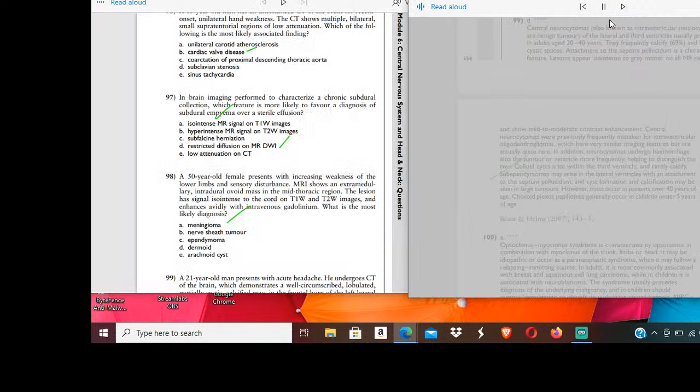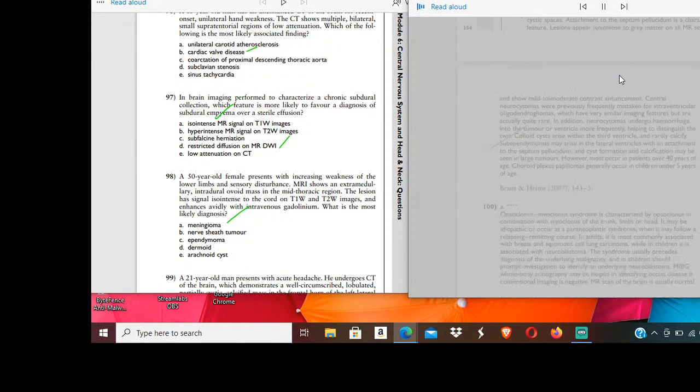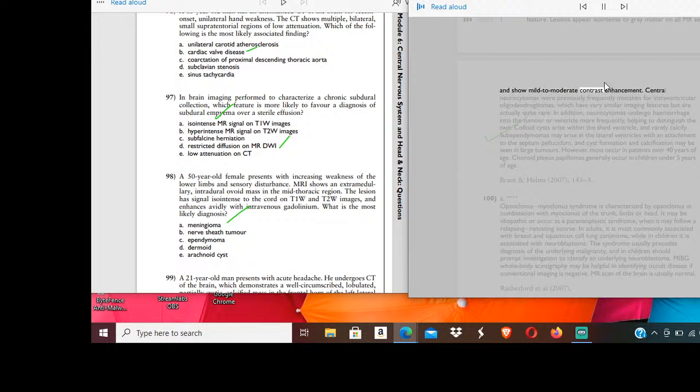99. D. Central neurocytomas, also known as intraventricular neurocytomas, are benign tumors of the lateral and third ventricles usually presenting in adults aged 20-40 years. They frequently calcify, 69%, and contain cystic spaces. Attachment to the septum pellucidum is a characteristic feature. Lesions appear isointense to gray matter on all MR sequences. Module 6. Central nervous system and head and neck answers. 354. They show mild to moderate contrast enhancement.